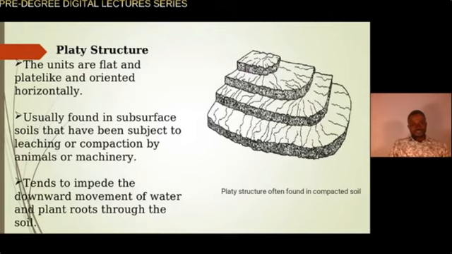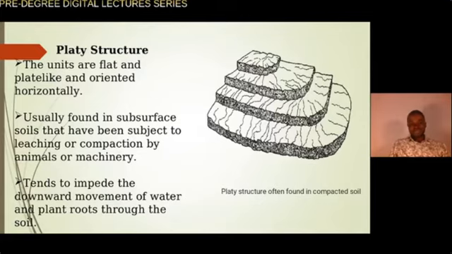The platy structure. In this kind of soil, the units are flat and plate-like, and they are oriented horizontally. We say the platy structure is usually found in soft surface soil that has been subjected to leaching or compaction by animals or machinery.